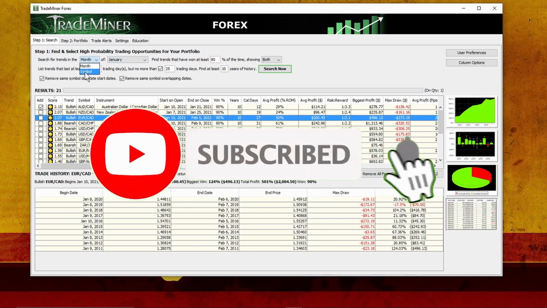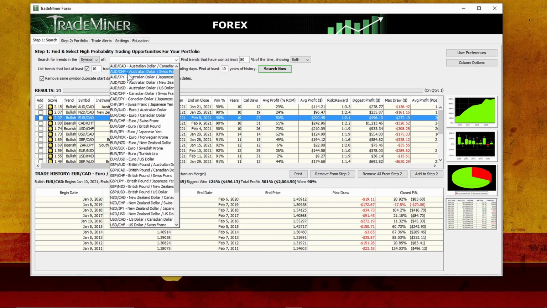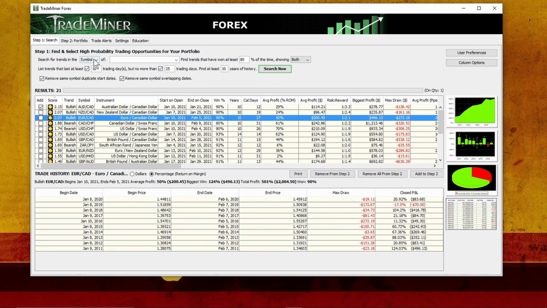You can also scan by the symbols, right? There's Aussie CAD, Aussie Swissy, right? But I'm going to scan by the month to see what comes up with an 80% chance of being profitable, trading in both directions, bullish and bearish, and with trends that last at least 10 days, but not more than 25. So just for the month of January, with 10 years of history. All right. No duplicate start dates, and remove symbol overlapping dates. All right. So I'm going to just go and scan now.